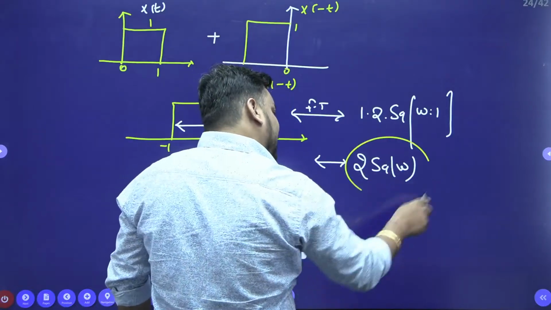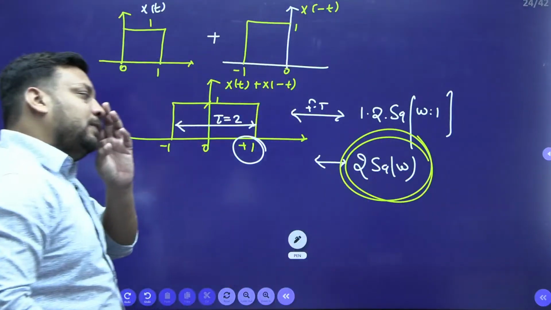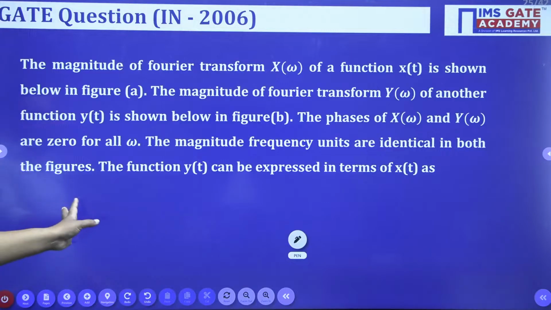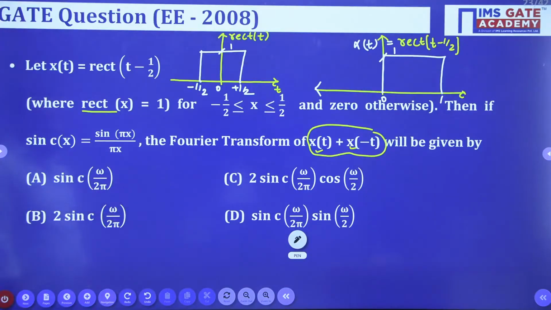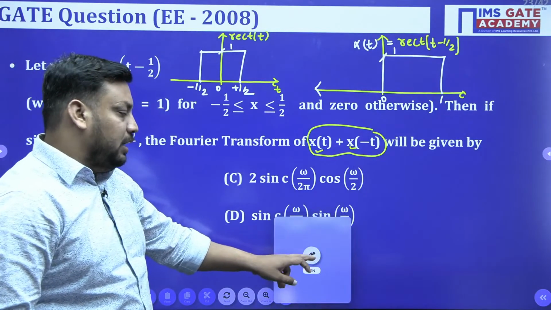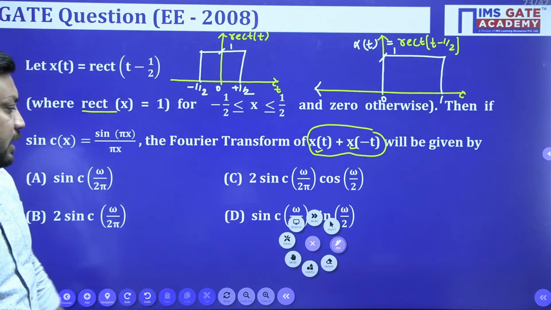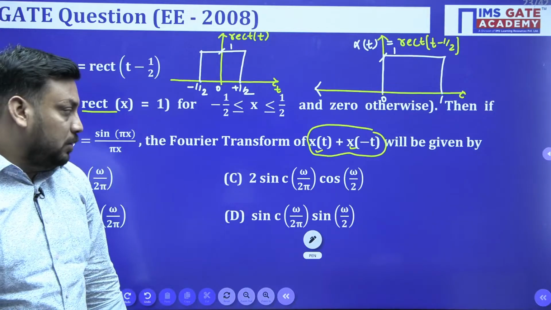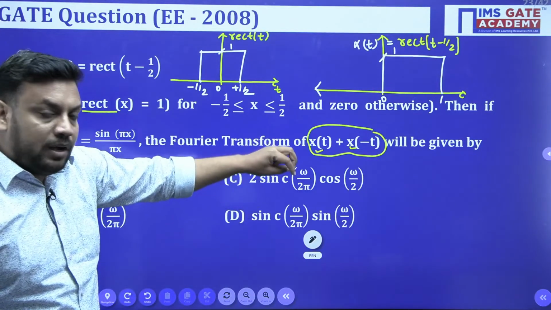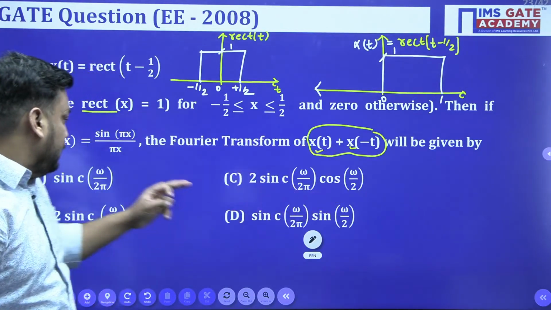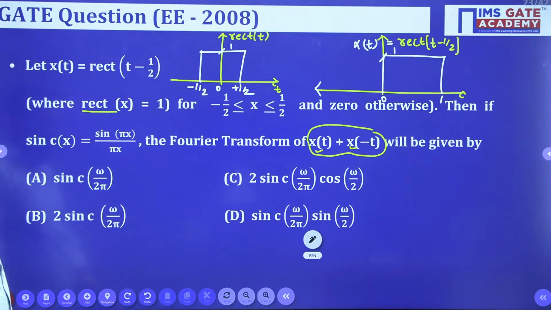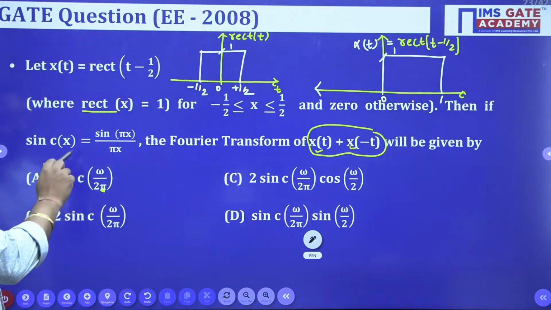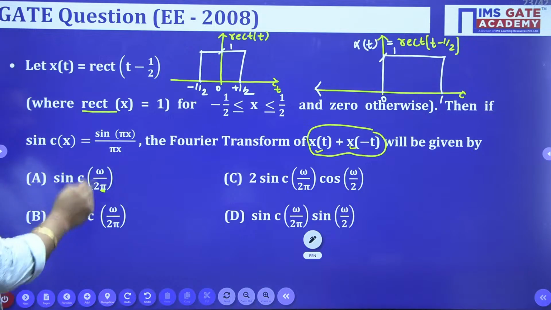This is your final answer, but when you see the options, you will get to know, sir, this is not given in the options. When you observe the options clearly, you will also observe that all the options are in sinc form, not sampling form. And omega by 2 pi is given because it is converted to sinc, that is why pi. But if I write in equivalent sampling, then of course omega by 2 will come.